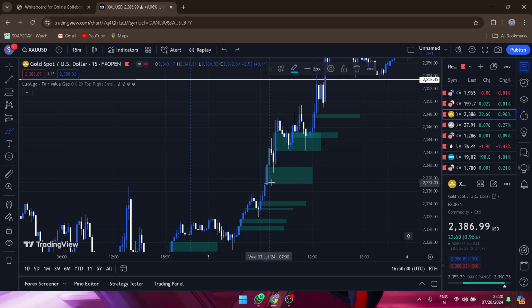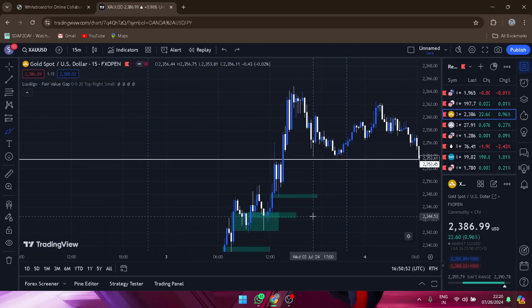The starting of this fair value gap and the end of this fair value gap. If the starting of this candle and the ending of this candle, you see there is a gap between them, it is basically a fair value gap, which means there is an irregularity in the market.